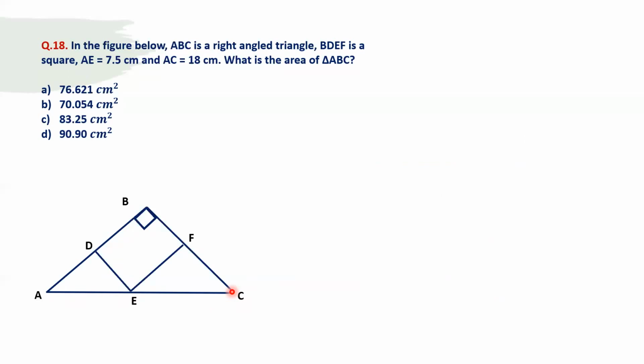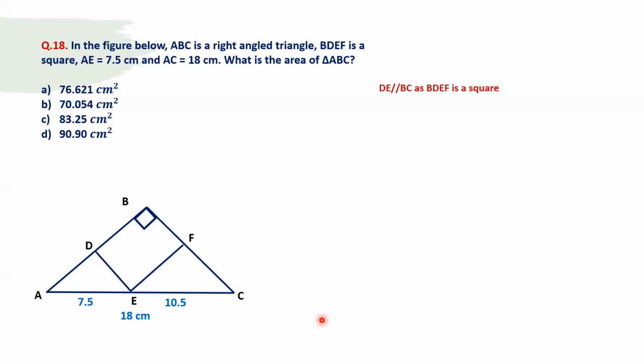Now, I will keep solving this question for you. So you can pause it if you want to solve it. Otherwise, you can watch how to solve this problem. Now, this is 18 centimeter AC. This is 7.5. So this is automatically 10.5, right? Because this total is 18.